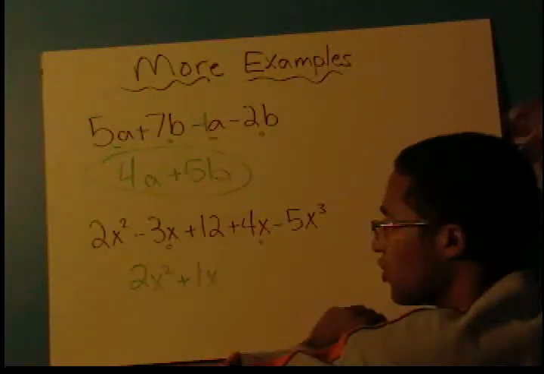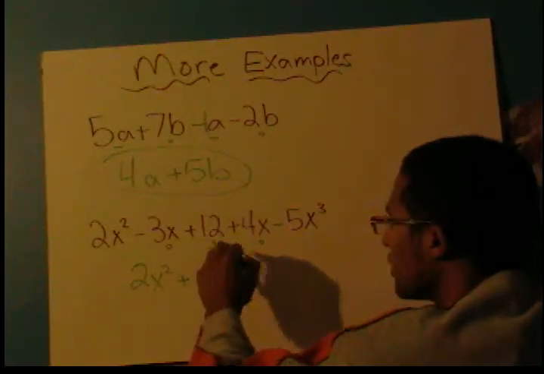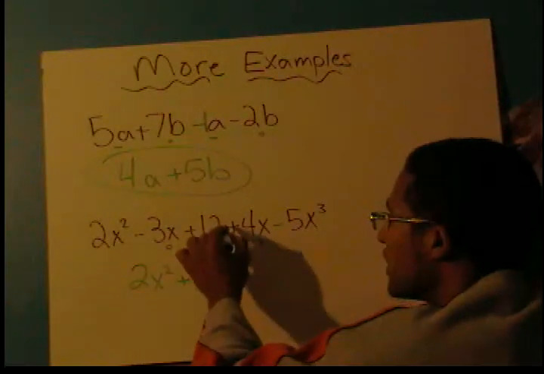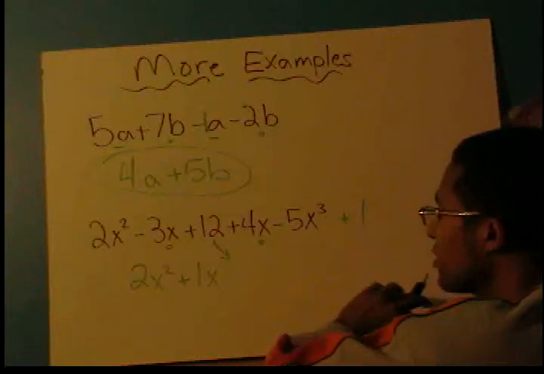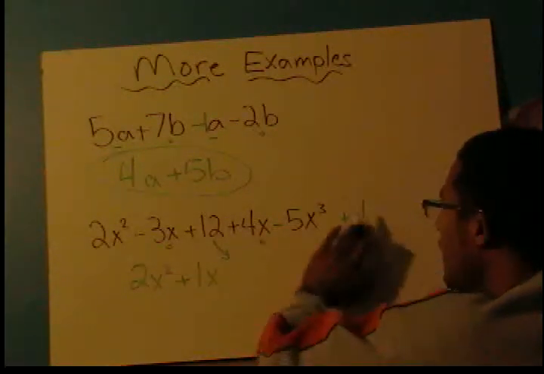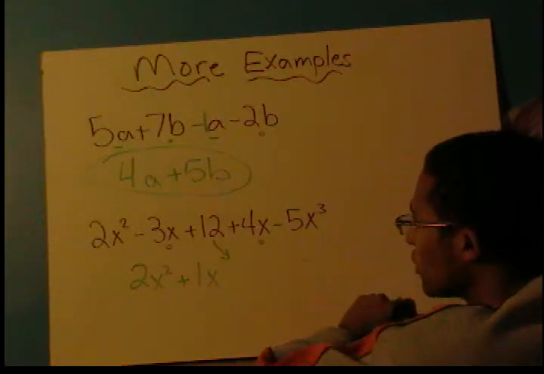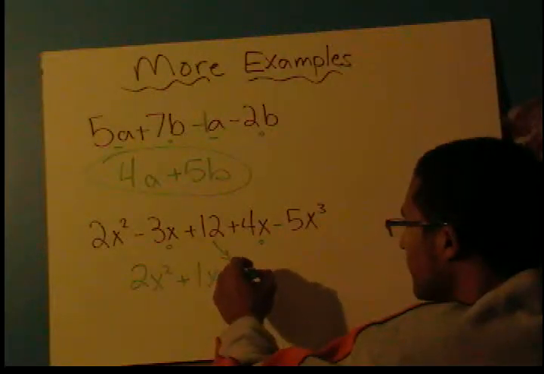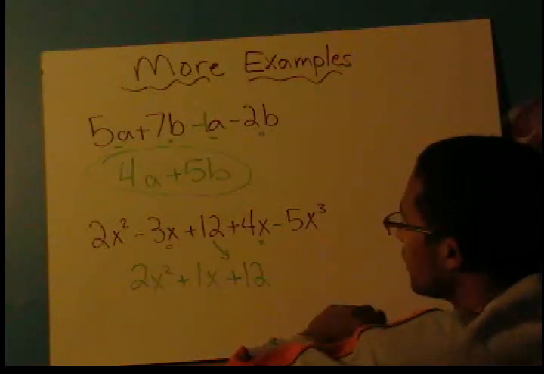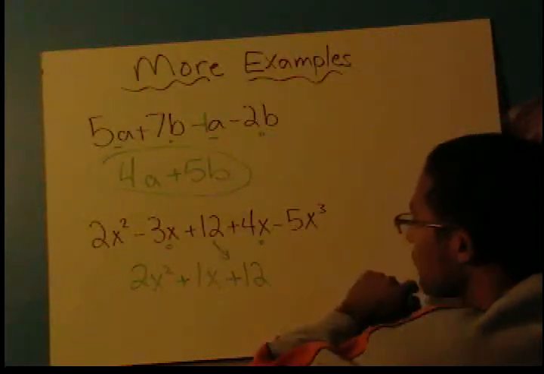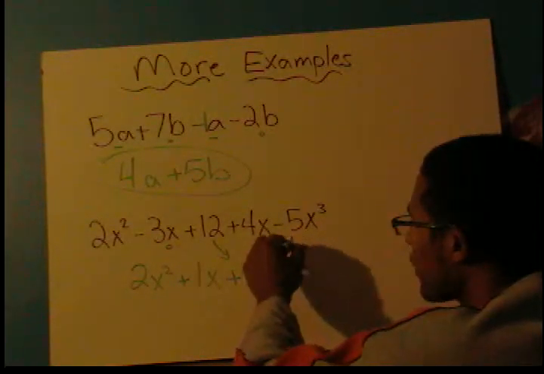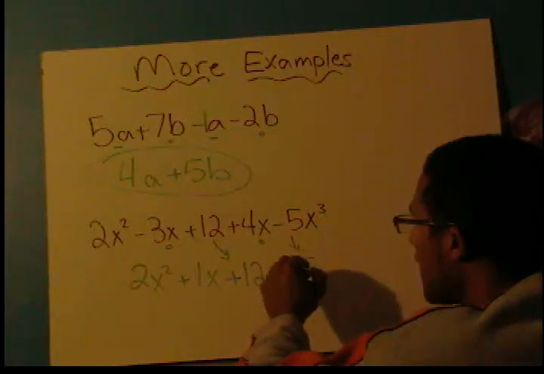This 12, can that go with somebody? No, so we're going to bring it on down because there's no other numbers that don't have a variable. If I had a plus 1 over here with no variable, then this 12 would go with that 1. But we don't have that in this problem, so we're just going to bring it on down. Now, we've already dealt with that and that, so let's skip over it. Now this minus 5x cubed has nobody to go with, so we're going to bring it on down with the minus 5.